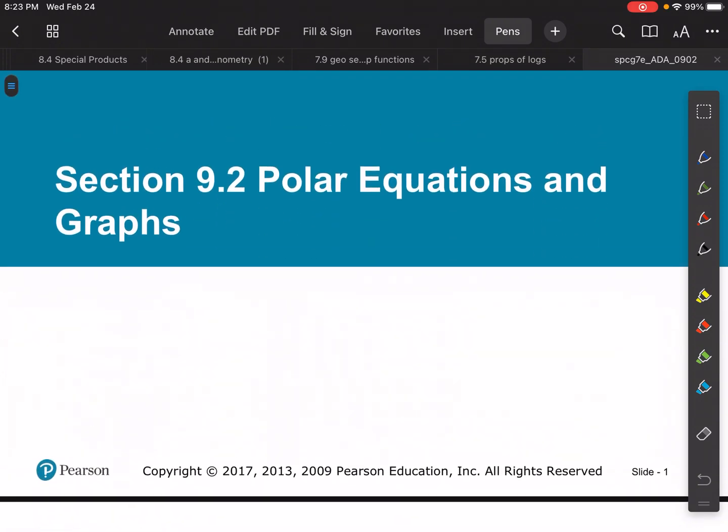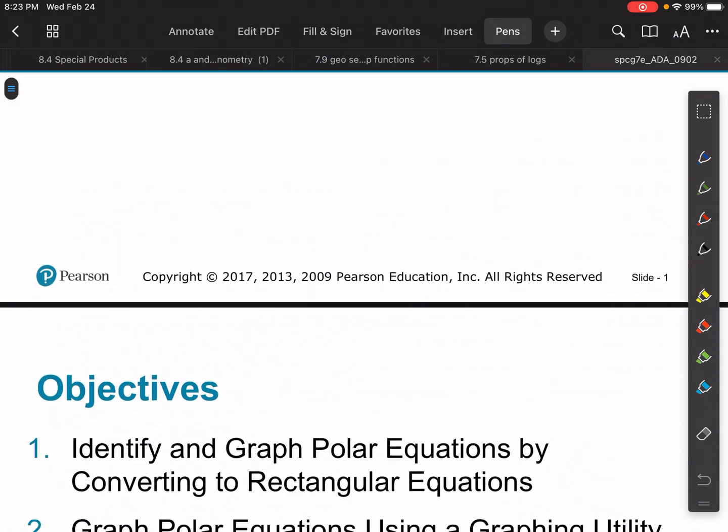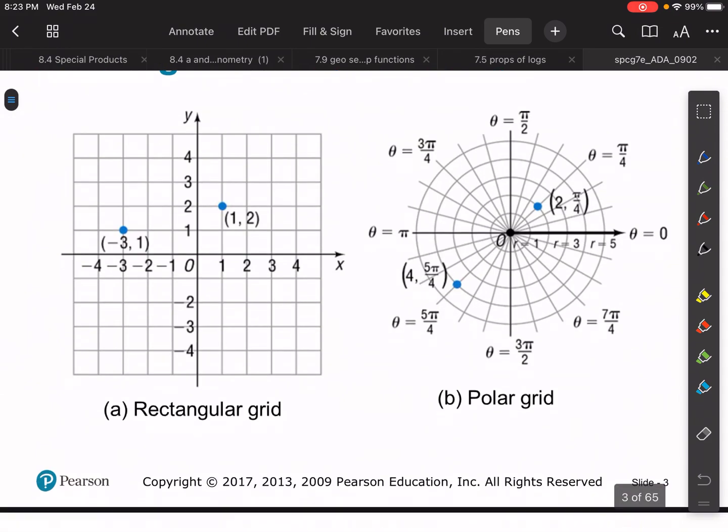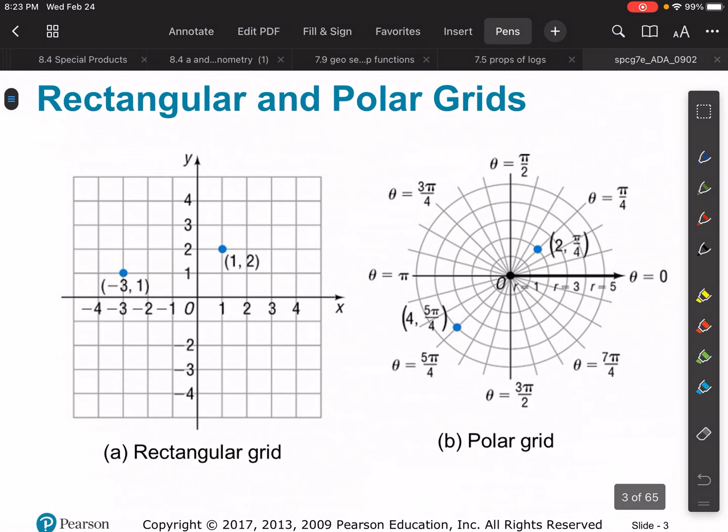Alright guys, welcome to 9.2 Polar Equations and Graphs. We're going to graph some more equations in polar. So we're going to learn how to do that with a graphing utility. We're going to look at some symmetry, and we're going to plot some points. It's kind of what the road ahead looks like for 9.2.